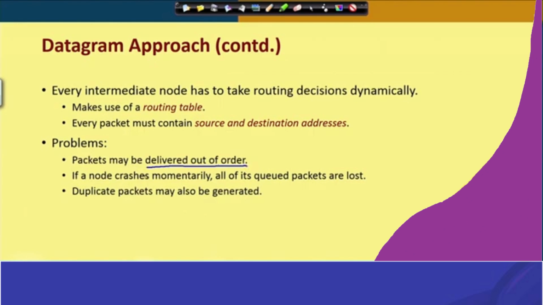Similarly, if some intermediate node temporarily goes down, all packets stored in its buffer will get lost. So, some packets might get lost also. This also happens in our postal system; sometimes a letter never gets delivered. But something which happens here, and is not there in a postal system, is that sometimes duplicate packets may get generated.